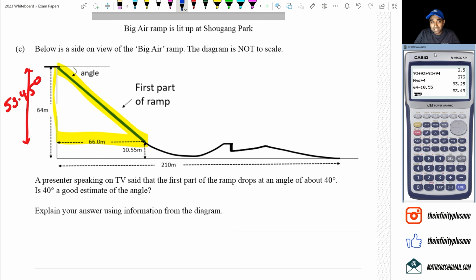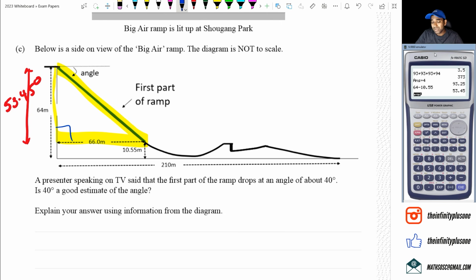If that was 66, then we can say that this angle here is going to be roughly 45 degrees, because we've got a 90 degree angle here, and we've got two sides that are almost the same. So you can say that it's roughly 40 degrees. But in this case, it's 53.45. So you might say, no, I agree in this case that it's closer to 40 degrees because of that length. 53.45 is not equal to 66, but it's a little bit away from it. So you could potentially use that as a statement as well.